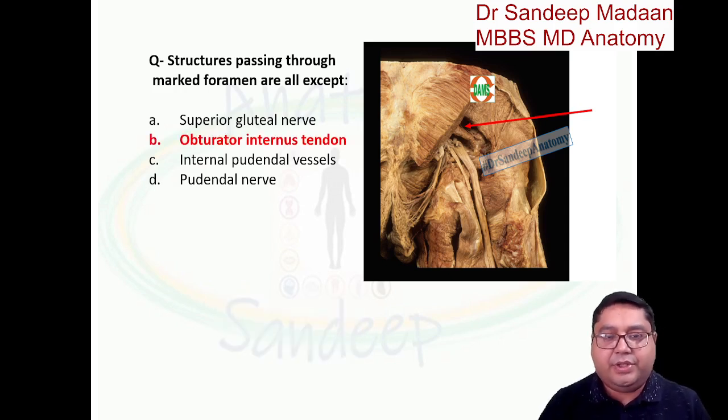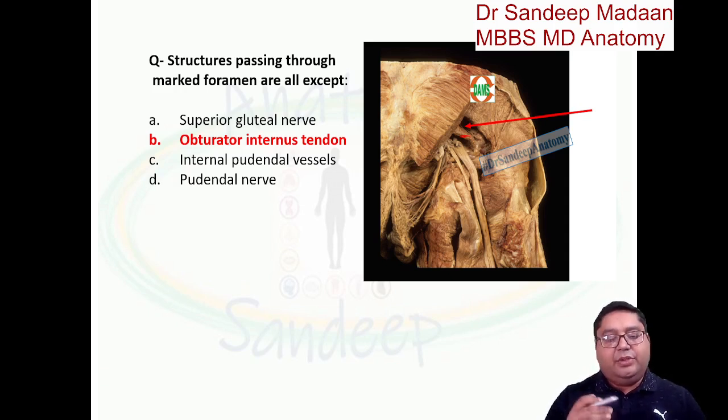So the answer to this question is obturator internus tendon, B choice. Now why so? Because you see, this is the piriformis muscle, and this particular foramen is the greater sciatic foramen, and we also have the lesser sciatic foramen. Where we have the piriformis muscle, above the piriformis we have certain structures. Below the piriformis also we have certain structures, but all those structures are passing from the greater sciatic foramen.